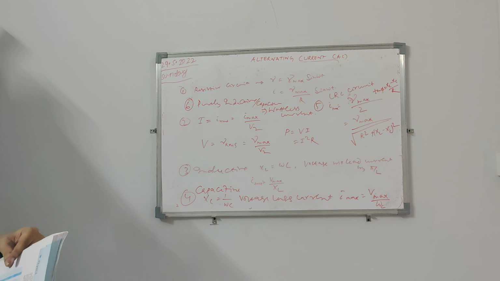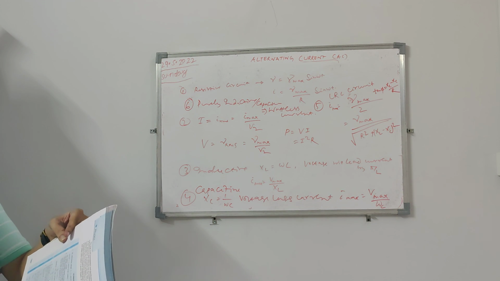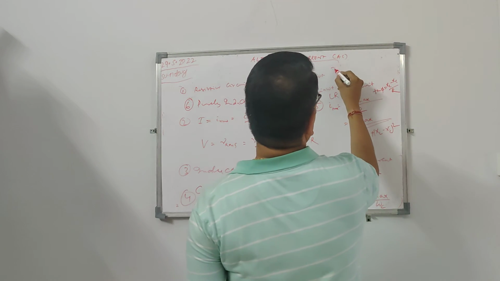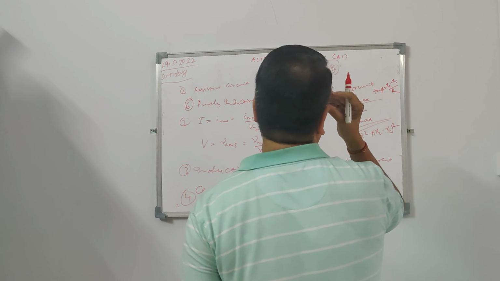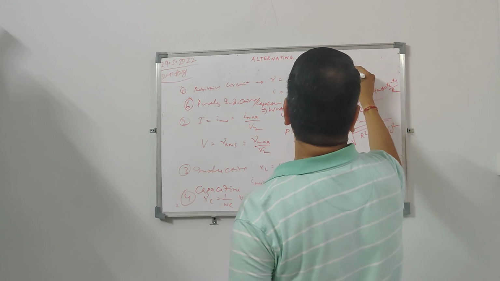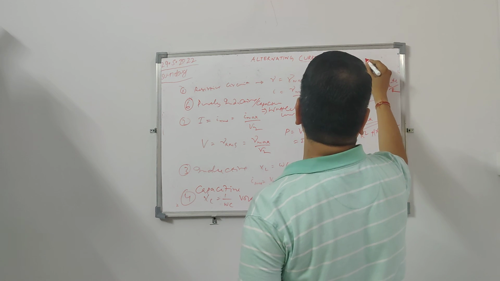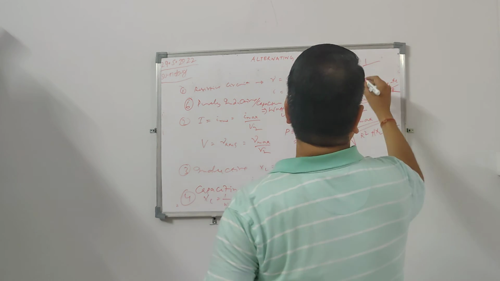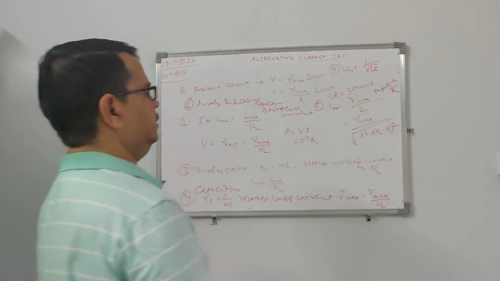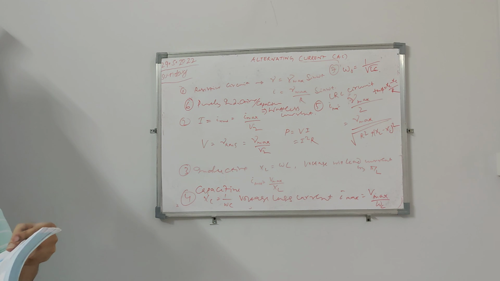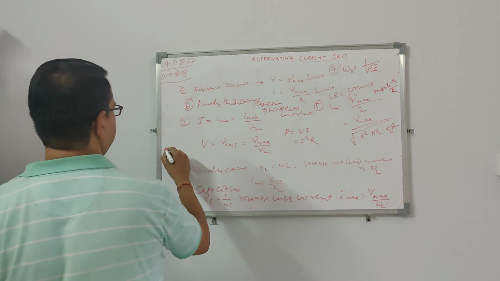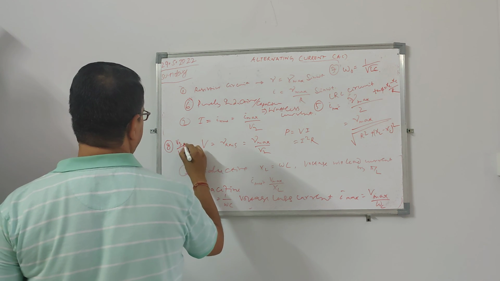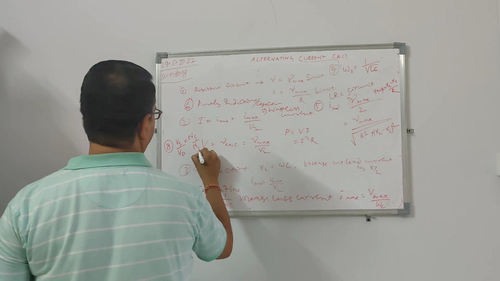Similarly, point number 7: in an oscillator, the frequency of the oscillator is equal to the resonating frequency, 1 by root LC. So this is the frequency of an oscillator. Then the transformer we have done: Vs by Vp is equal to Ns by Np.